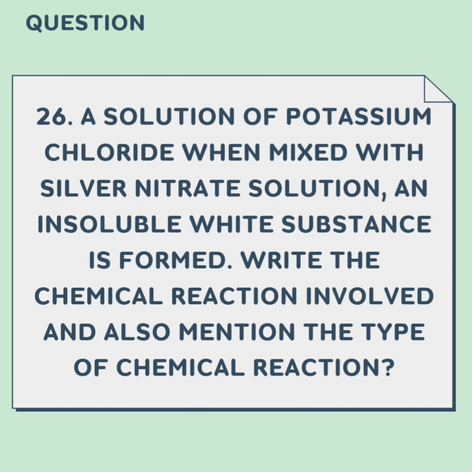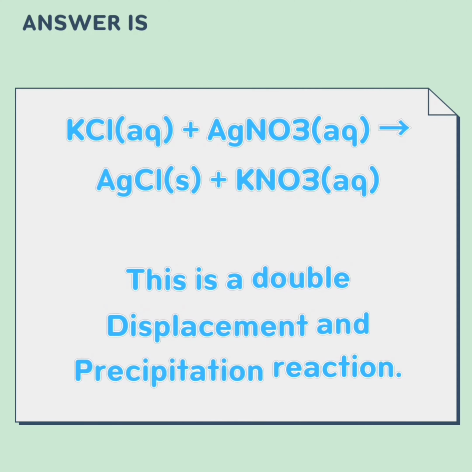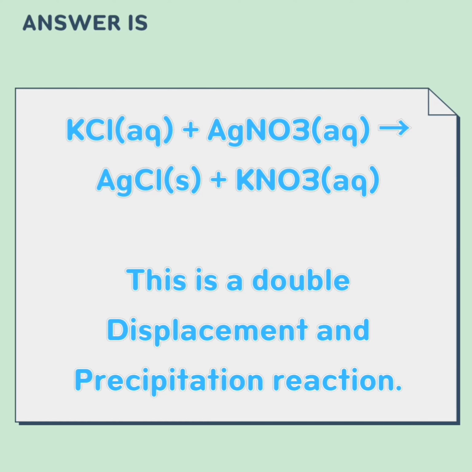26. A solution of potassium chloride when mixed with silver nitrate solution, an insoluble white substance is formed. Write the chemical reaction involved and also mention the type of chemical reaction. Answer. This is a double displacement and precipitation reaction.